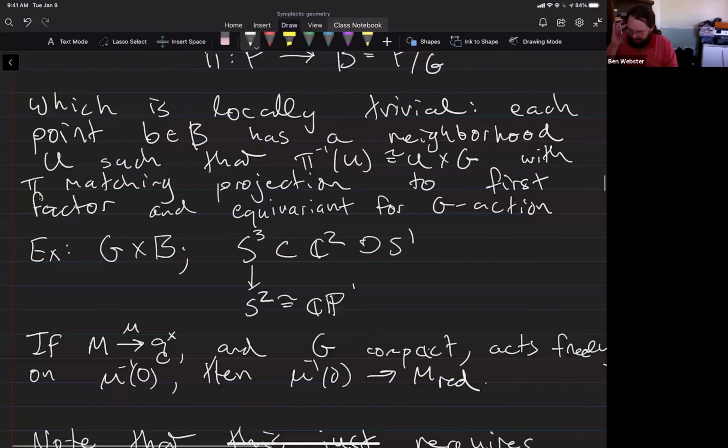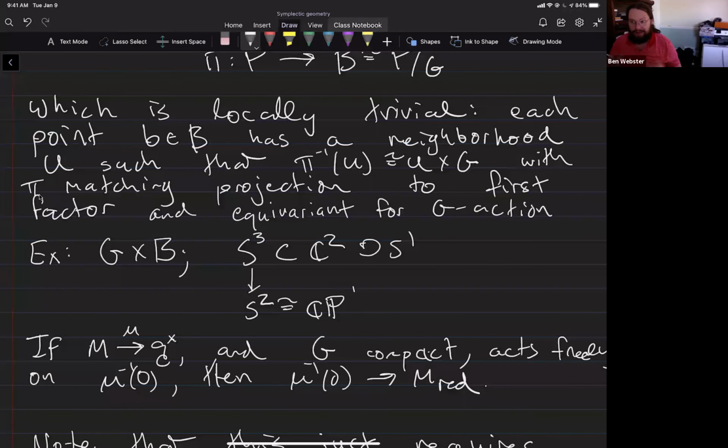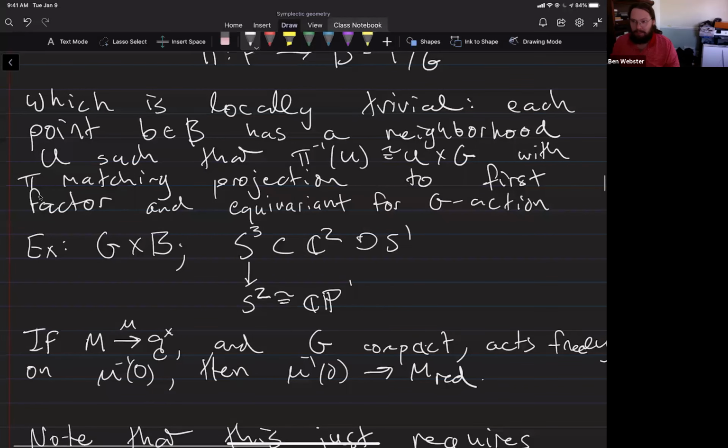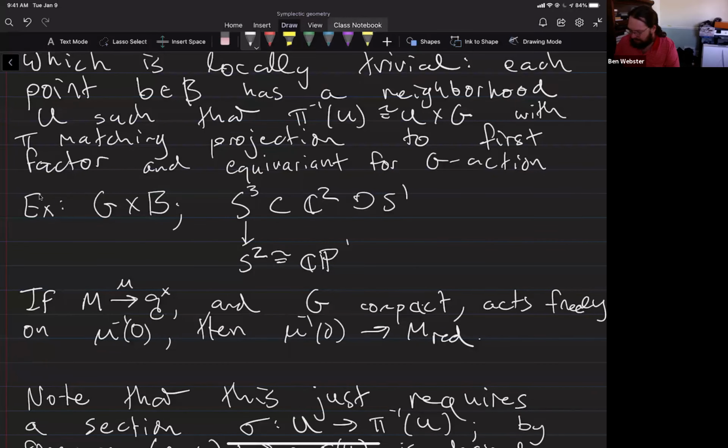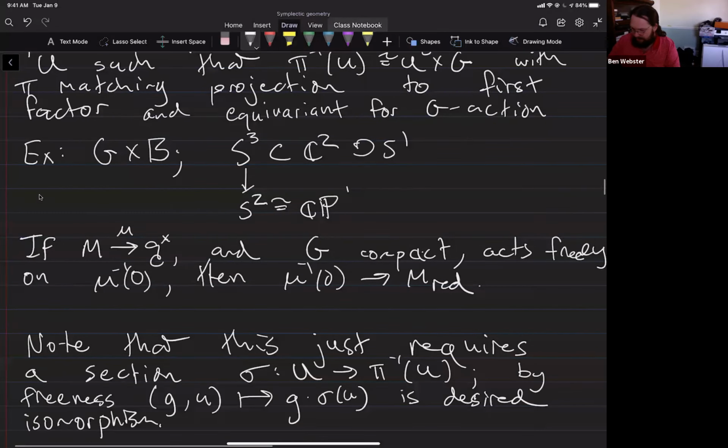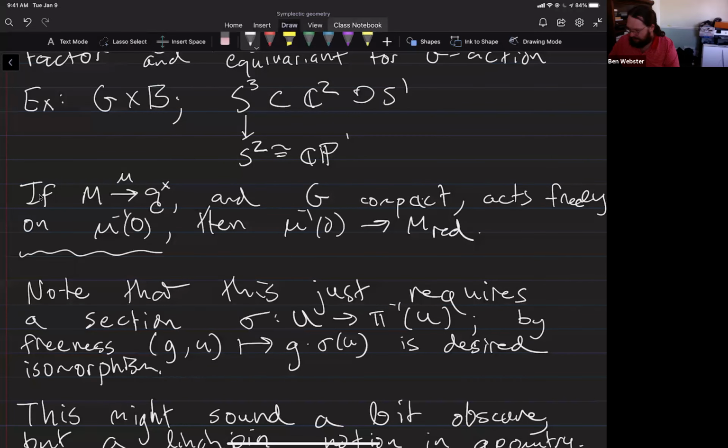So yeah, that's another interesting example. And in fact, this S3 example is such a thing. It's from the moment map, the Hamiltonian action of S1 on C2. So this is actually a pretty big class of interesting examples coming from these symplectic reductions.